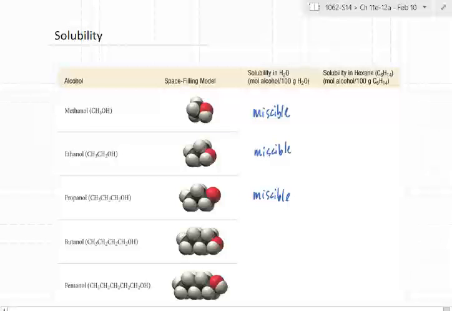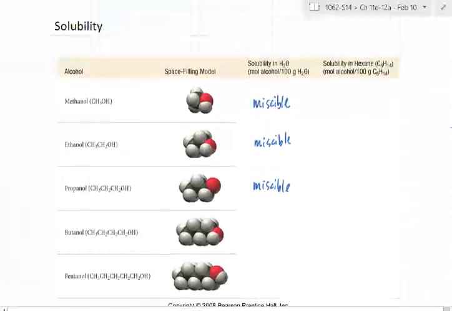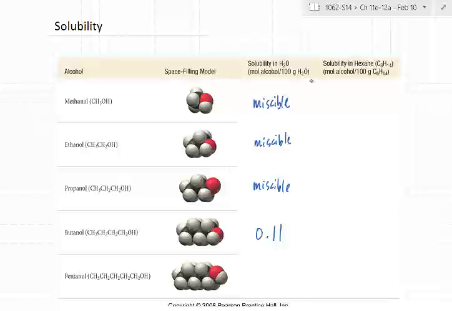Okay? So once we get to a certain point, we actually have measurable solubilities. 0.11, and this is moles of alcohol per 100 grams of water. If you're ever comparing different substances, you have to use molar solubility instead of mass solubility because they have different molar masses. Right? Is that a maximum then? Mm-hmm. Yeah. The maximum you could fit would be 0.11 moles of that per 100 grams of water.